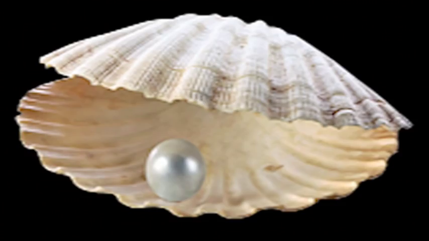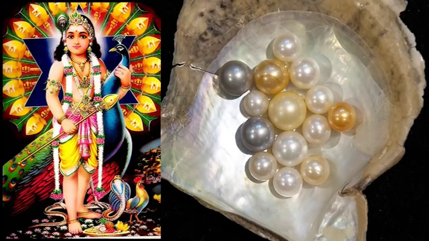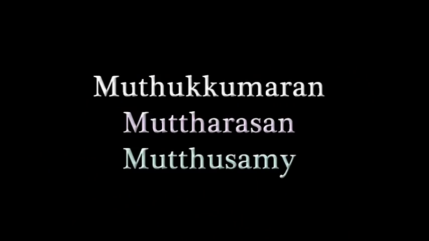The oysters are called Kavadu in Tamil. As pearl diving was practiced in his seaside capital city, it was called Kavadapuram after Kavadu, the oyster. Hence, Murugan is associated with pearls. That is why he is called Muthukumaran, Muttarasan, Muttusami, etc.